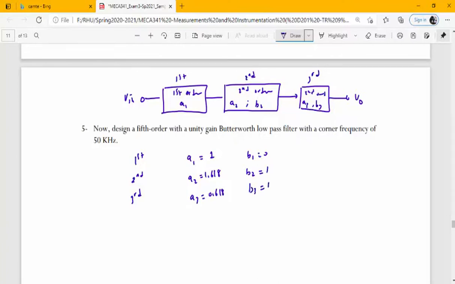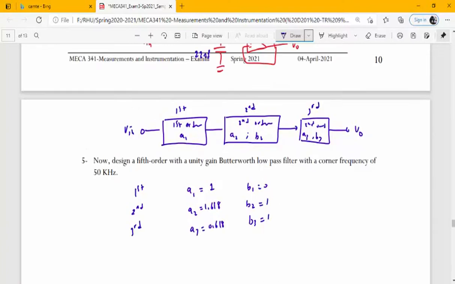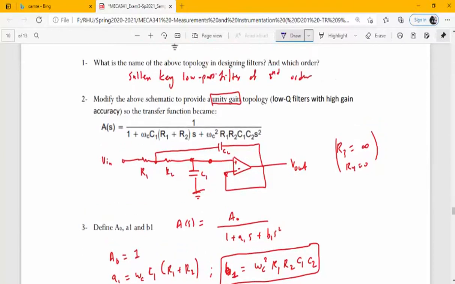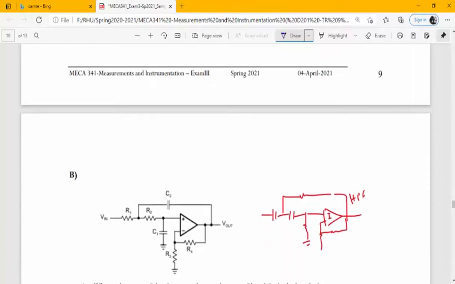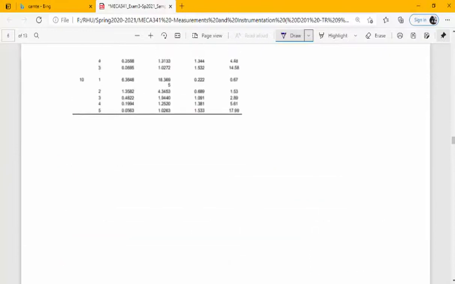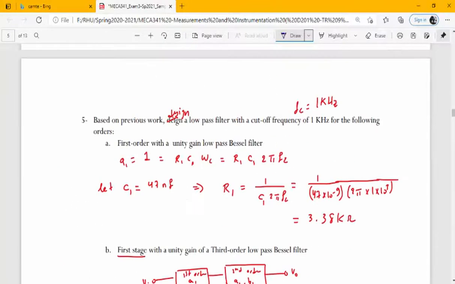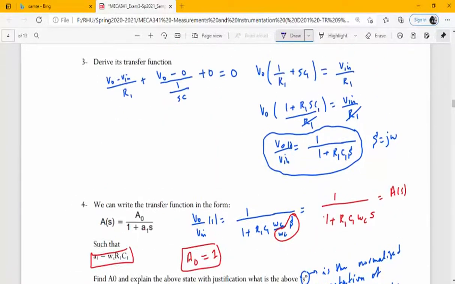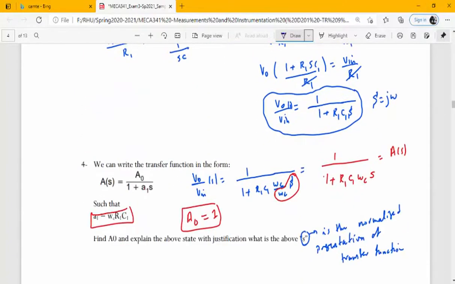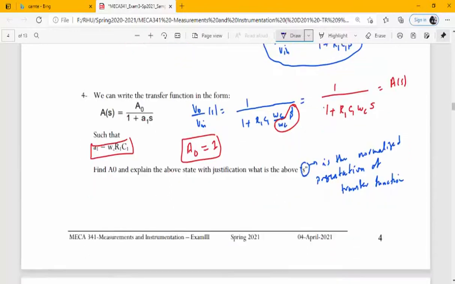Now remember that we already designed the two second order filters. This is a second order with unity gain, and this is the other second order, and this is the first order. You have all the parameters and all the equations, you have the transfer functions. You know A1 is equal to omega C R1 for the first order filter.